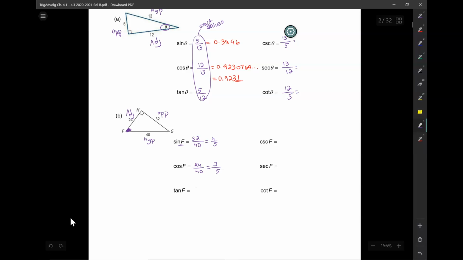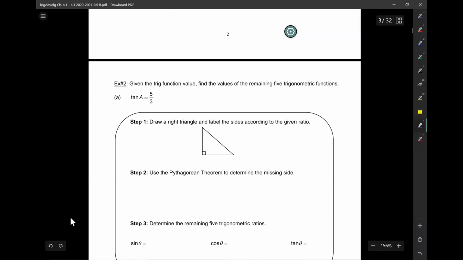Tangent, opposite over adjacent, 4/3. And so now for the other ones, all I need to do is take this column, the already simplified versions, and just flip them over, and we would convert to decimals the same way, right? So 4/5 would be 0.8 and so on. All right. Now, let's go to the next type of problem.